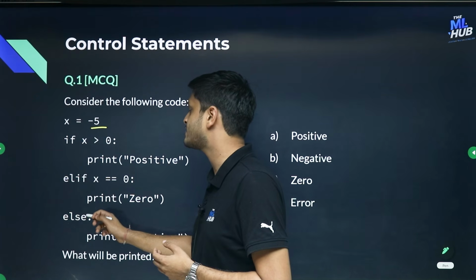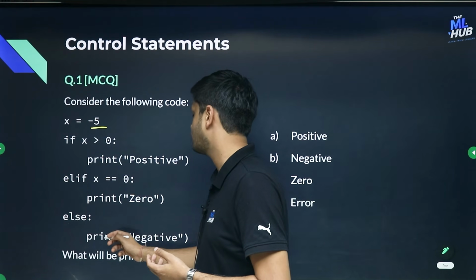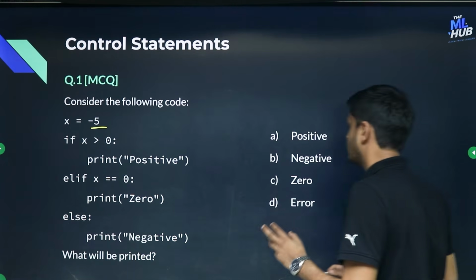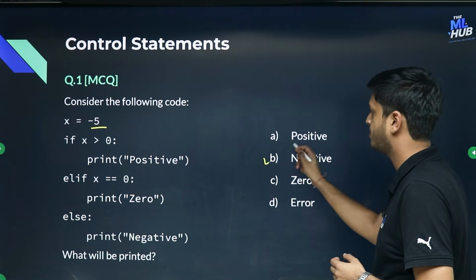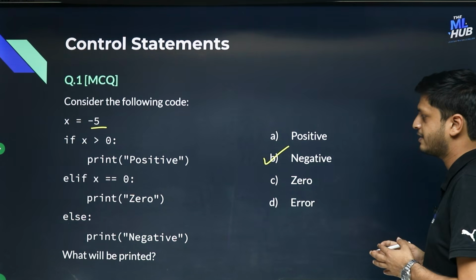And else gets executed if none of the conditions above it are true. So here else will get executed and we will print negative. So negative will be the output of this code. Option B is correct, right? Simple if, elif, else statement. The correct answer is option B.